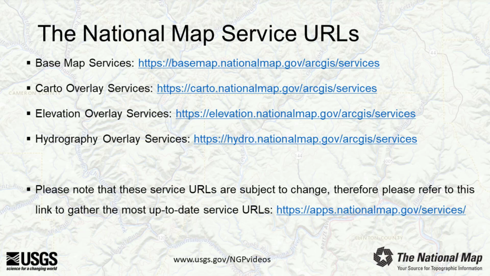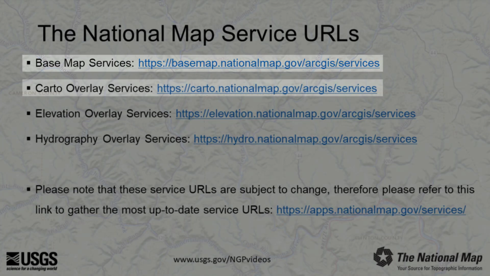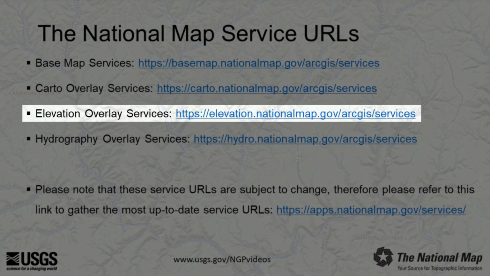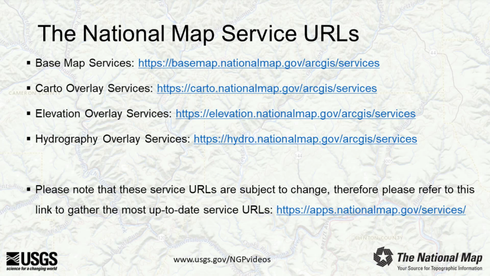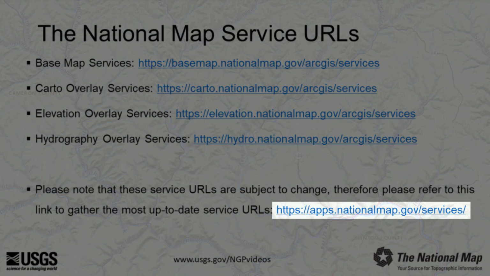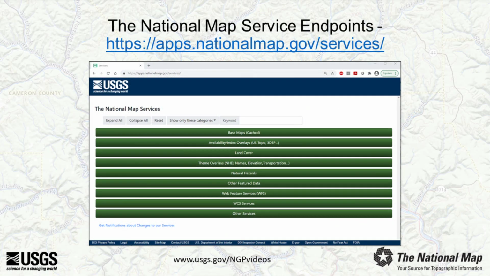This abbreviated list of services shows the service URLs that will be added to ArcMap in order to access the base map services, Carto overlay services, elevation overlay services, and hydrography overlay services. Please note that the USGS service URLs are subject to change, therefore please refer to this link to gather the most up-to-date service URLs: apps.nationalmap.gov/services. The National Map publishes over 49 services containing a variety of base maps and specialized GIS data. Service URLs are case-sensitive and all are available through the SSL connection by using the HTTPS protocol.